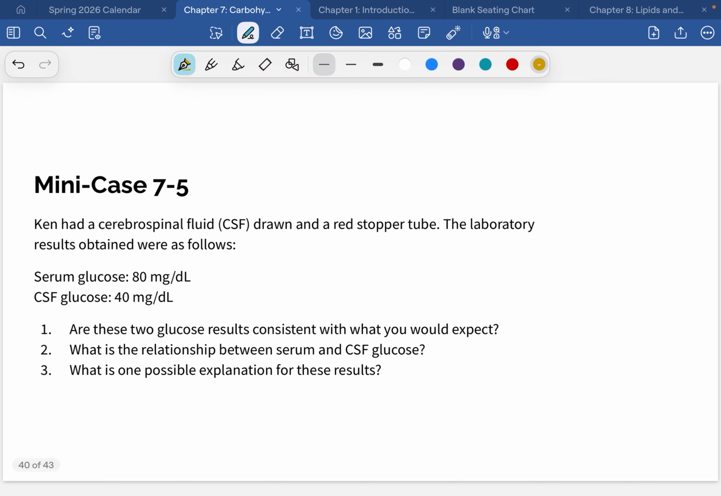Now, this is a good case here. This is a little mini case about Ken, who had a cerebral spinal fluid drawn in a red stopper tube. A red stopper tube is used for serum. The laboratory results were as follows: the serum glucose was 80 milligrams per deciliter, and the CSF glucose was 40 milligrams per deciliter. So are these two glucose results consistent with what you would expect? And the answer is no.